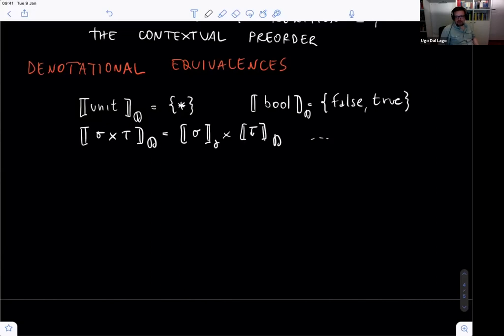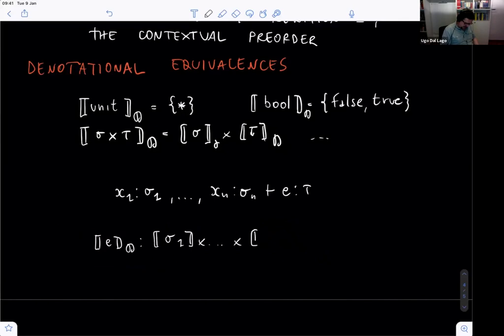And I'm sure you can see that all the terms in this language can themselves be interpreted set theoretically, in particular whenever you have that x1, sigma 1, ..., xn, sigma n types with type tau. Well, you can give the denotational semantics of E as, let's see, as a function going from the interpretation of sigma 1 times ... times the interpretation of sigma n, sorry.